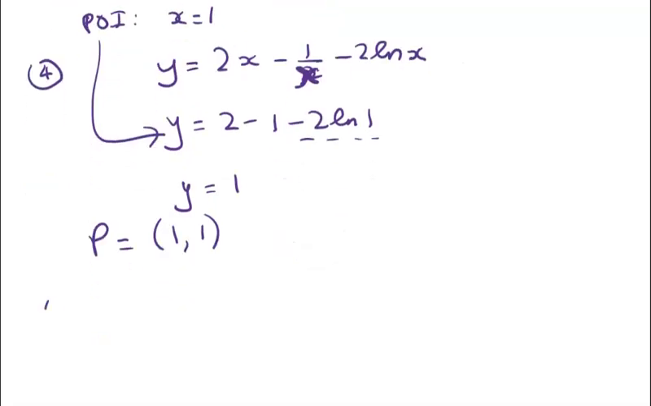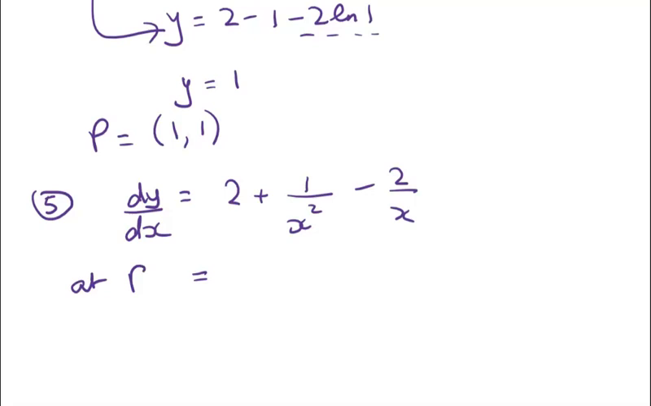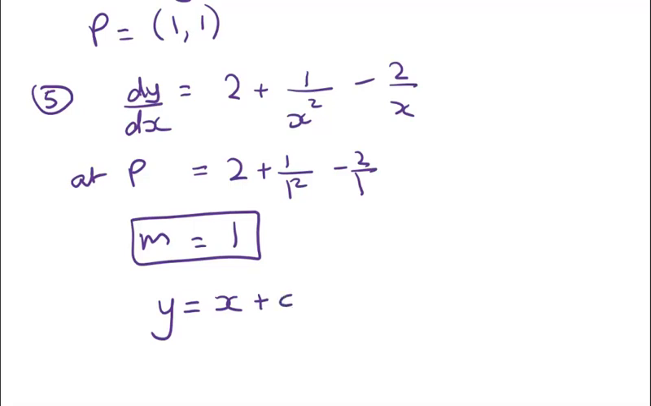Now the next thing we've got to do is find dy by dx, or find the gradient at that point. So dy by dx was equal to 2 plus 1 over x squared minus 2 over x. And at P, it's going to be 2 plus 1 over 1 squared minus 2 over 1, which gives me 1. So m is equal to 1. And that means that my function will be y equals x plus c.